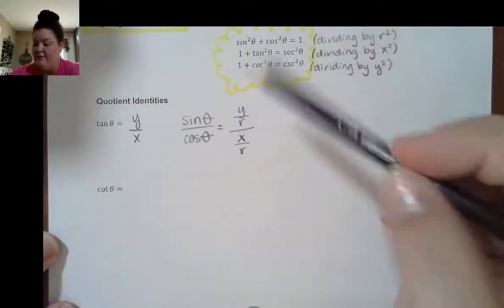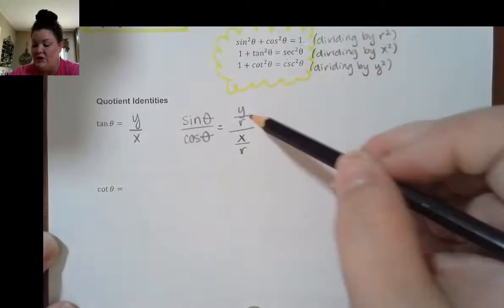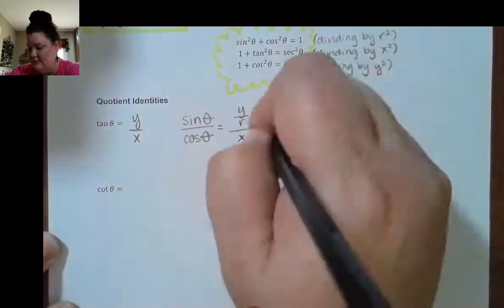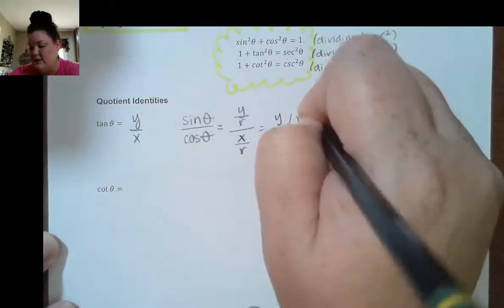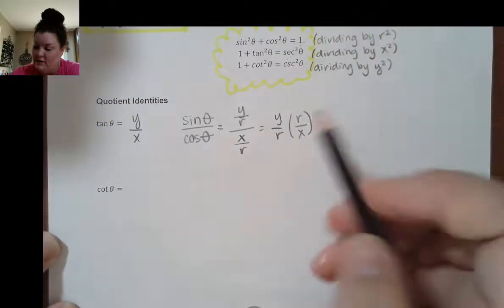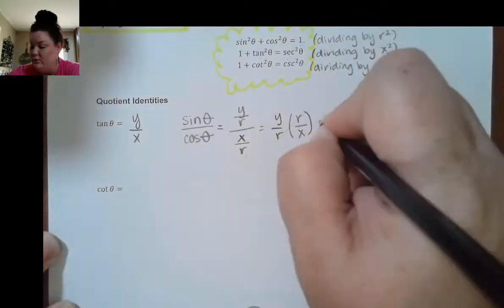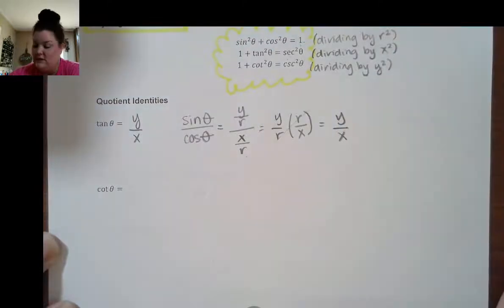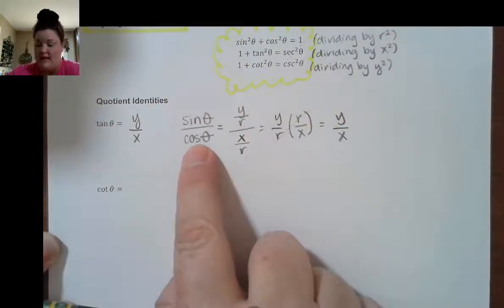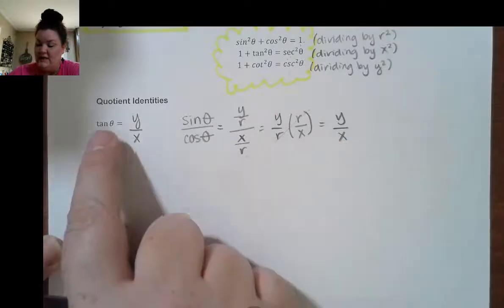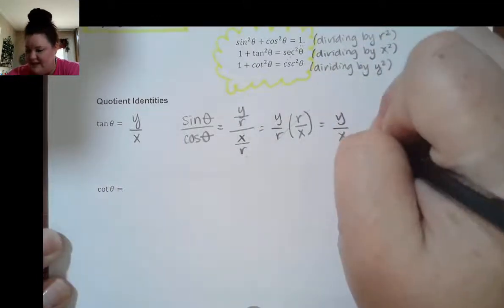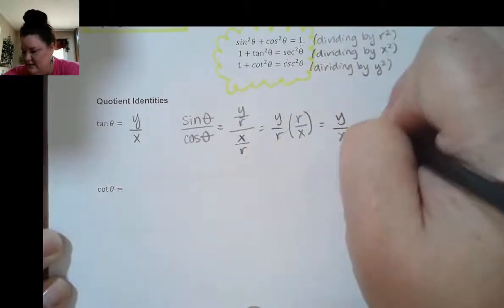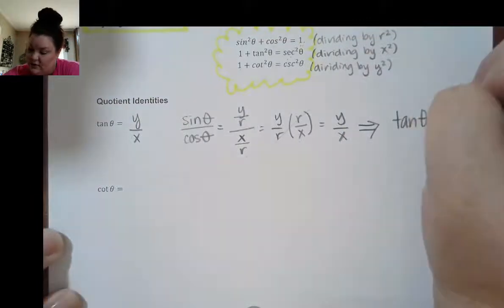And when we have a fraction divided by a fraction, we keep, change, flip, right? So this is the same thing as saying y over r times r over x, if we flip the bottom and multiply. Notice our r's cancel, and we end up with y over x. So if sine theta over cosine theta equals y over x, and tangent theta equals y over x, then what we can deduce is that tangent theta is equal to sine theta over cosine theta.